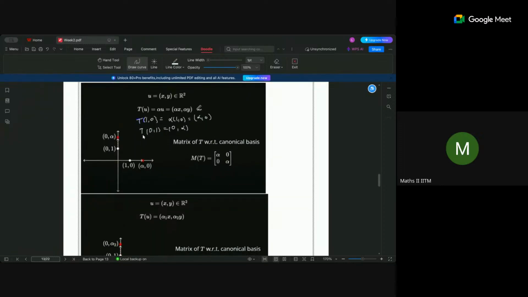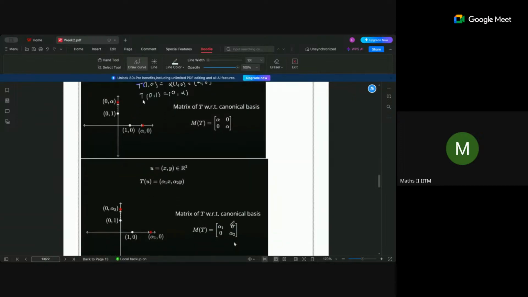Now, if you have different alphas here, then the matrix is going to be alpha 1 here and alpha 2 here, because T of 1, 0 is alpha 1, 0 and T of 0, 1 is 0, alpha 2. That's all. So here 0 alpha 2.